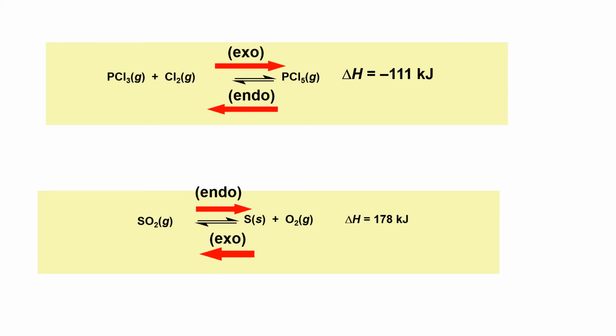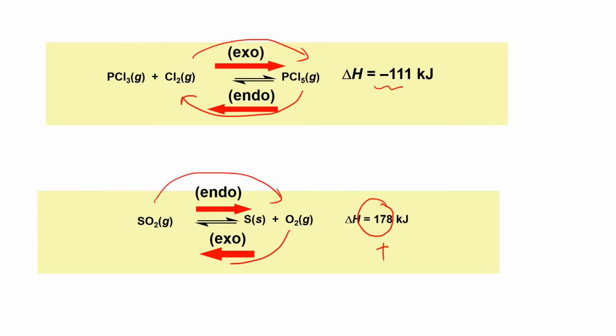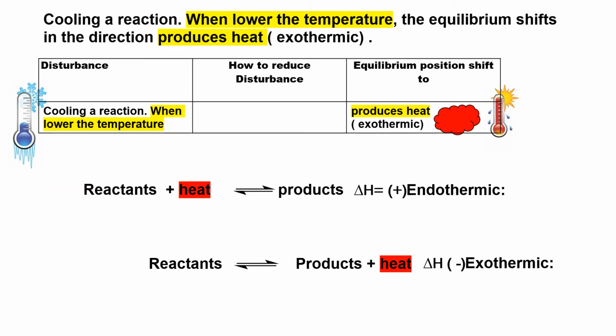For the thermochemical equation, first you must know how to interpret the information. If this one is negative, it means the forward reaction is exothermic and the reverse is endothermic. If this one is positive, it means the forward reaction is endothermic and the reverse is exothermic.